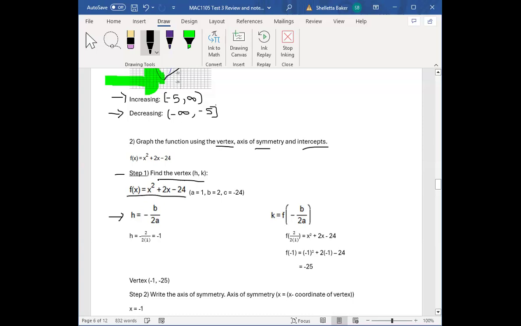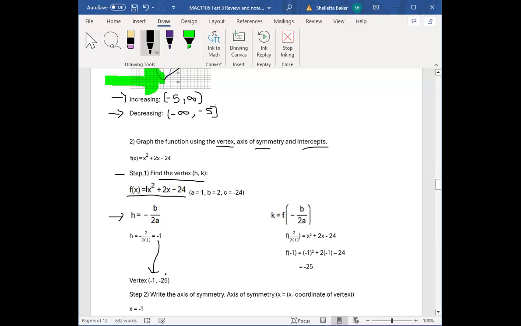Using our given function, x squared plus 2x minus 24, we understand that our leading coefficient a is 1, our b term is 2, and our c is -24. We substitute those values into our equation to find h. b is 2, so -2 divided by 2 times a, which is 1, 2 times 1, we get -2 divided by 2, and that gives us an h coordinate of -1. So the x coordinate of our vertex is -1.